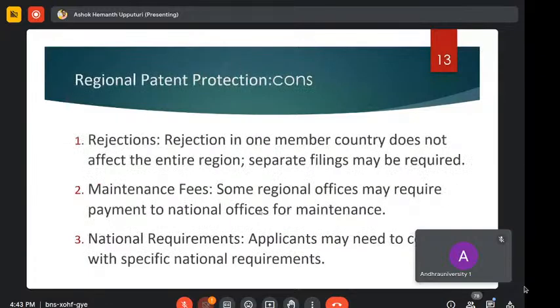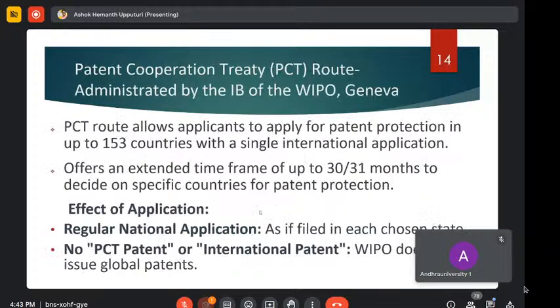At the same time, the disadvantages are that rejection in one member country does not affect the entire region, because I told you about the independence of the patent. Separate filings may be required. Maintenance fees: some regional offices may require payment directly to the national office for the designated countries in that specific region. National requirements: applicants may need to comply with specific national requirements. Some countries need special requirements, so that is also a disadvantage.